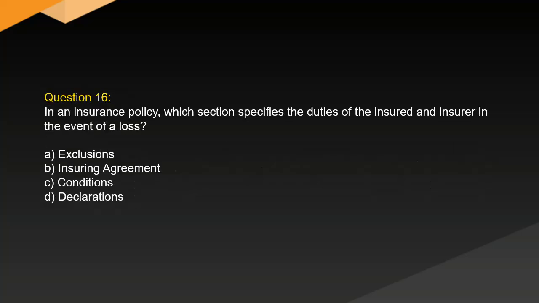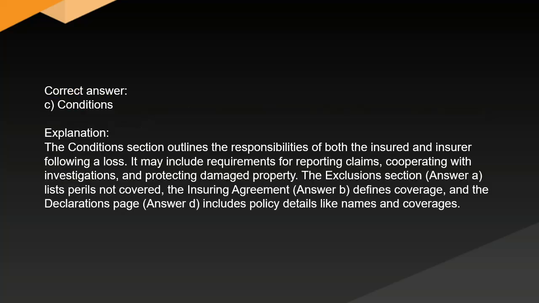Question 16. In an insurance policy, which section specifies the duties of the insured and insurer in the event of a loss? A. Exclusions. B. Insuring agreement. C. Conditions. D. Declarations. Correct answer. C. Conditions.